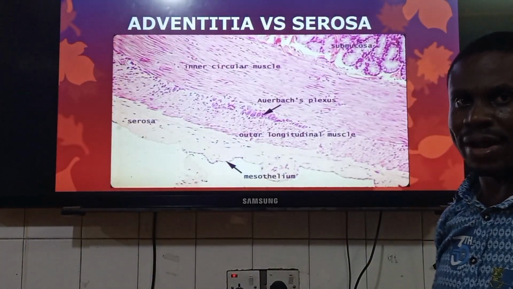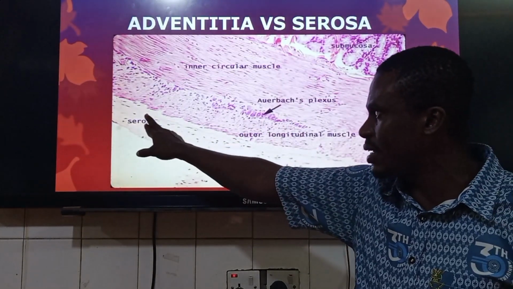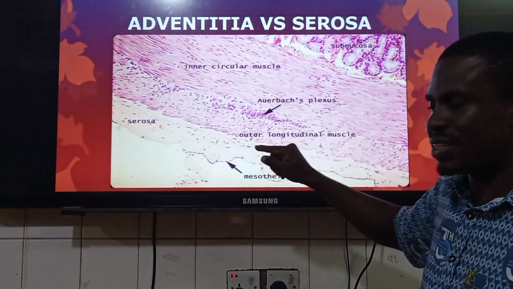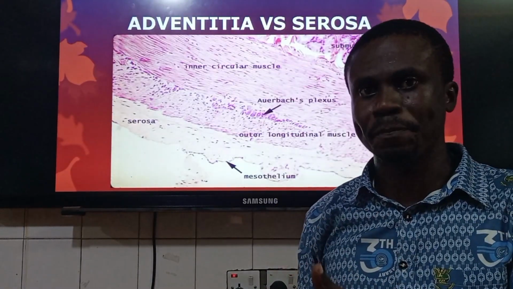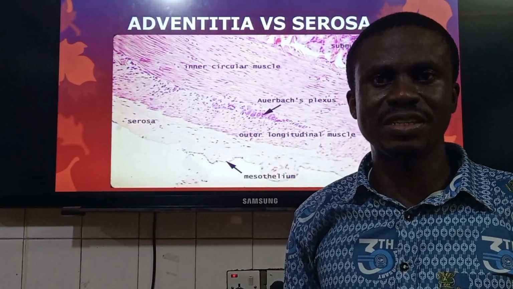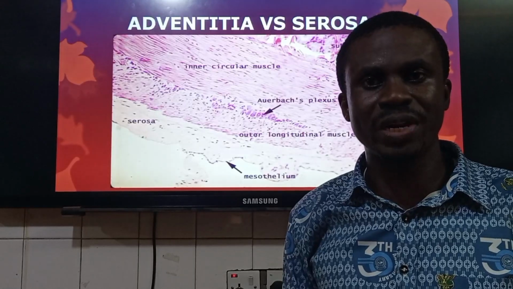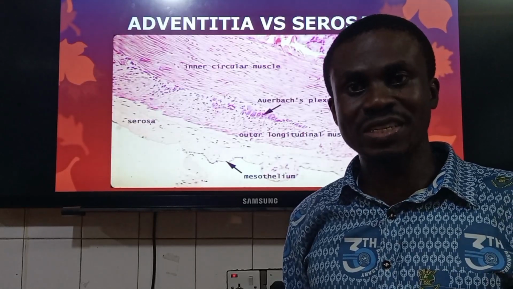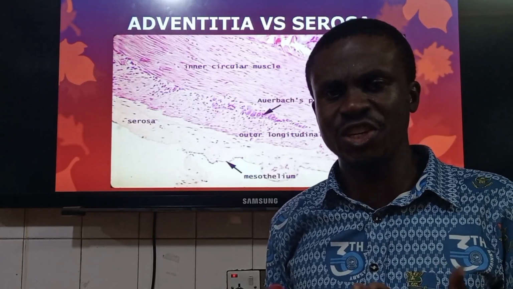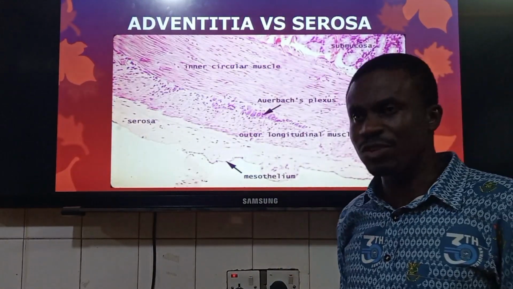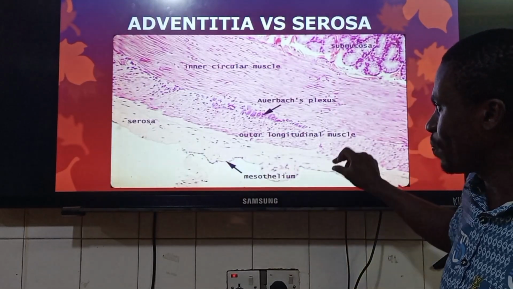Already I've talked about this one: we have adventitia, which is made up of only loose fibroelastic tissue. But if it is an organ that has a mesothelial lining, for instance the lung, it will be covered with visceral pleura. If it's the heart, it will be covered with the visceral layer of serous pericardium. If it's a peritoneal organ, like the stomach, the jejunum, the ileum, these will have a mesothelial lining, which is simple squamous epithelium lining the area.